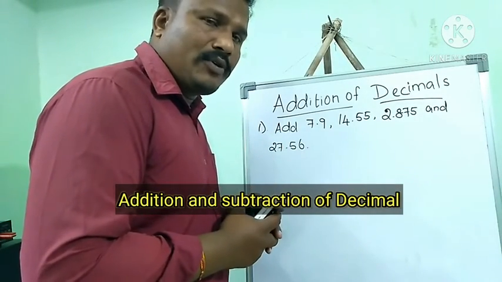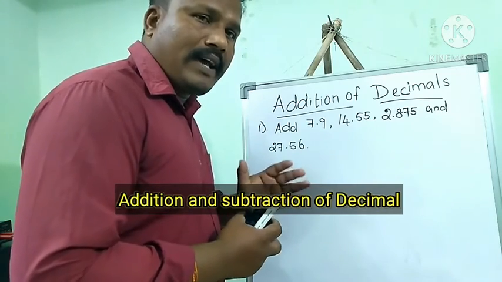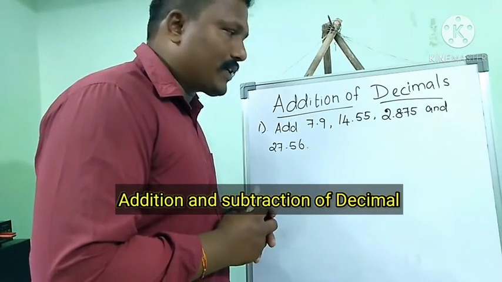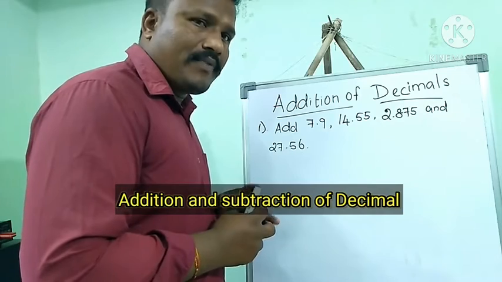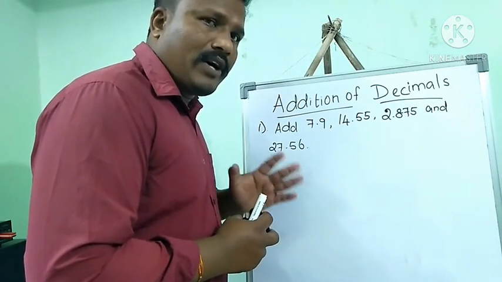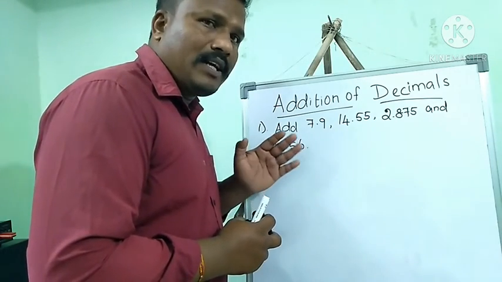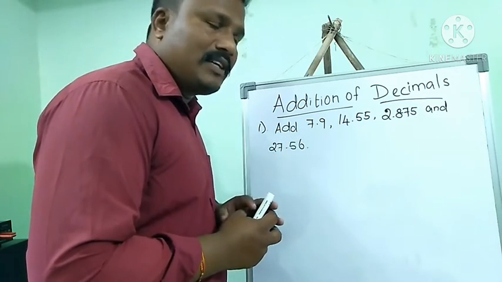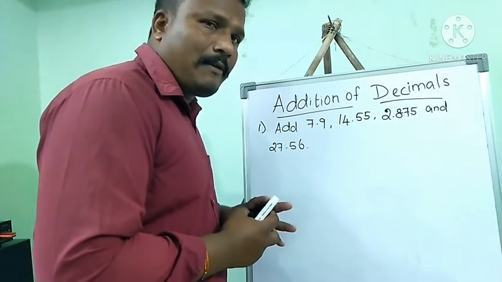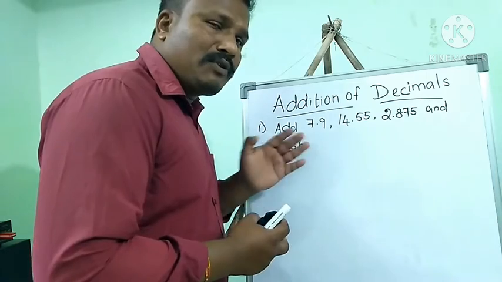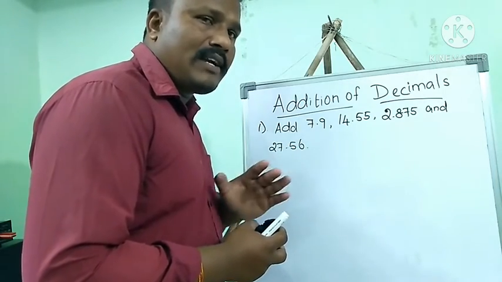Today, in this video, you are going to learn how to add decimal numbers. Okay, the given decimal numbers, how to add? Step 1, you have to identify the type of decimal: it's a like decimal or an unlike decimal. If it is an unlike decimal, you have to convert it to a like decimal, then you can add.